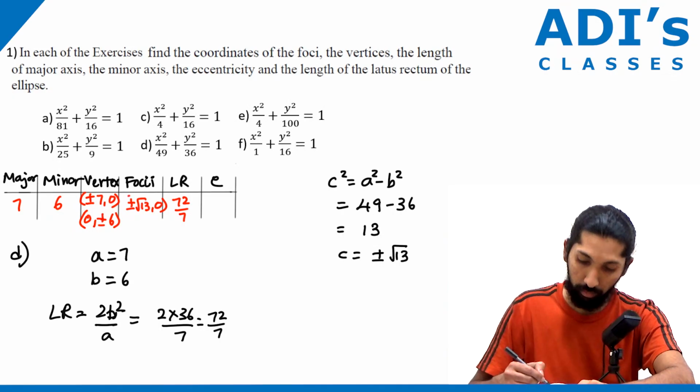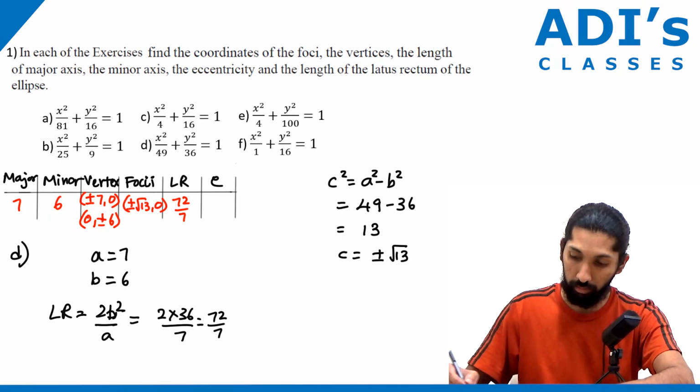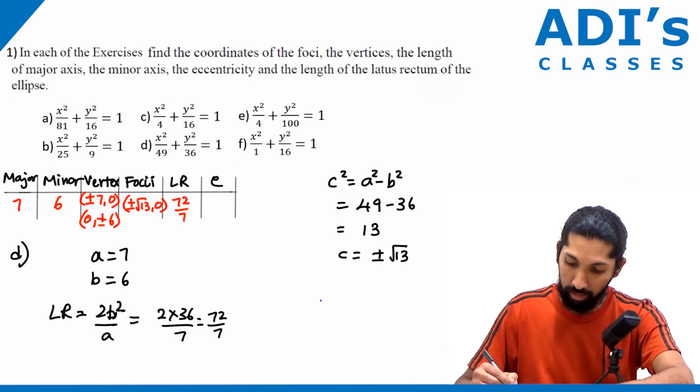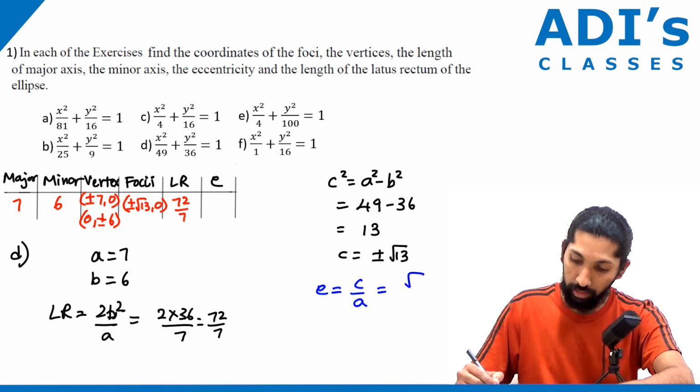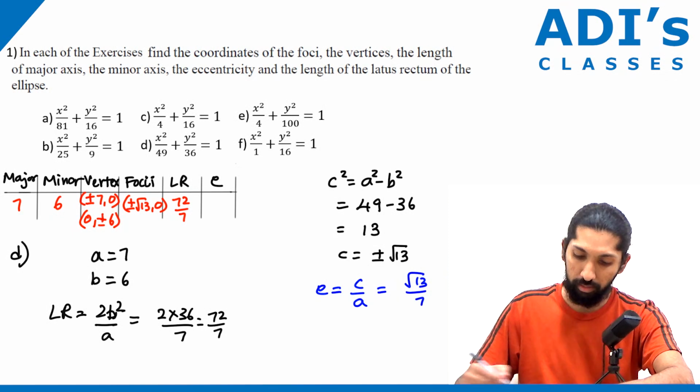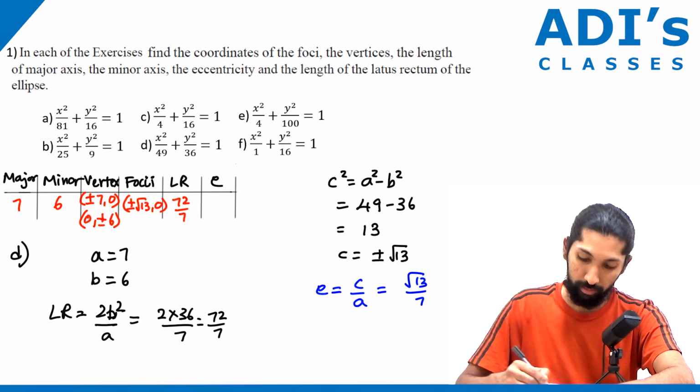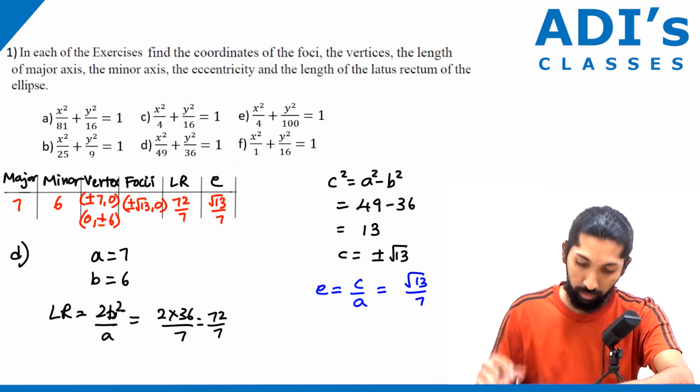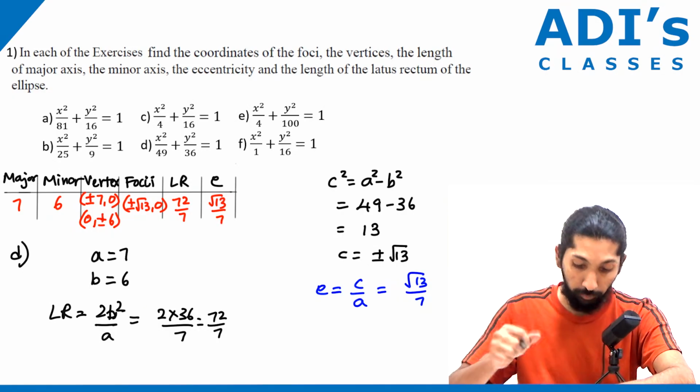Foci. Now the eccentricity is E is equal to C divided by A, root 13 divided by 7. I don't think we'll be able to simplify it. So make it as root 13 by 7 itself. This is the answer for the fourth question. Now let's do the fifth one.